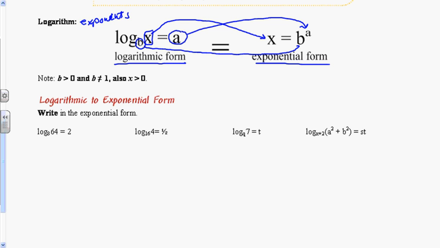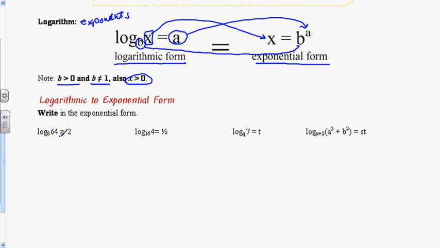So three things, three positions. There's a couple of rules. b, the base, has to be greater than 0. It cannot be equal to 1. And x, you take something to a power, what you get out of that is a positive answer.